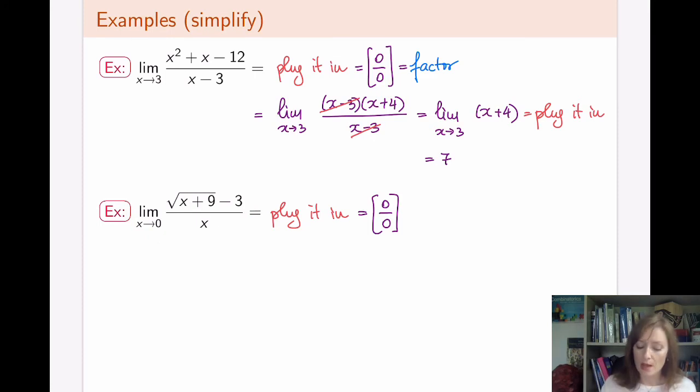What can I do? I cannot do any kind of factoring on the top. It's not a polynomial. I mean, here it was nice and quadratic. This one is not a polynomial function, so I can't really factor. It would be really nice to get rid of the square root, though, wouldn't it?